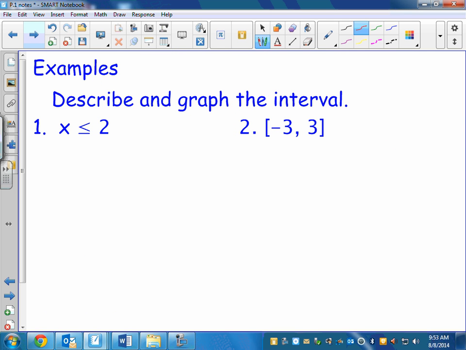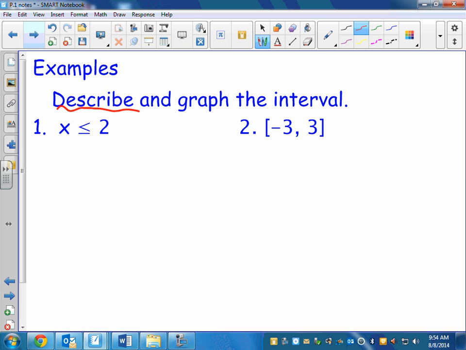It says, describe and graph the interval. Describe. They don't want you to say x is less than or equal to 2 and write that in words. That's not what they mean. They mean use those words: bounded, unbounded, open, closed. That's all you have to say for describe the interval. If it helps to do it in interval notation first, to look at the brackets or the parentheses, that's okay too. But that's what it means by describe.